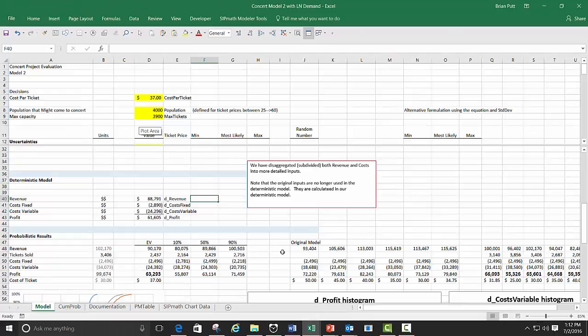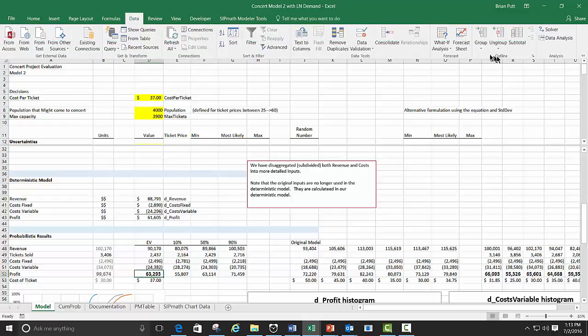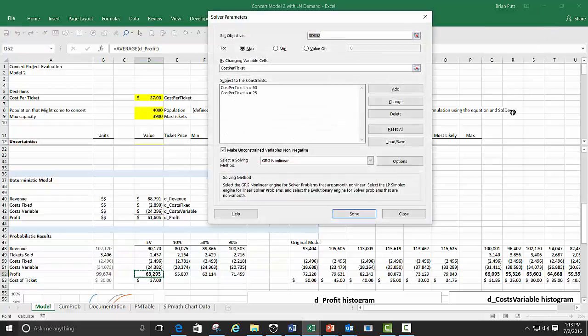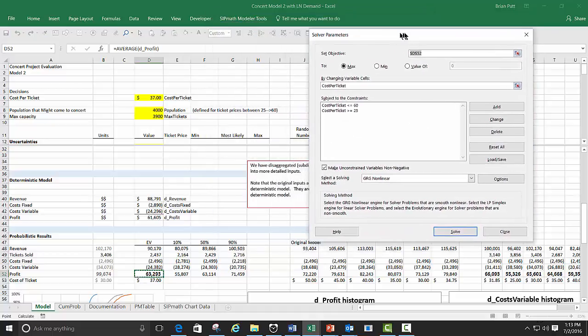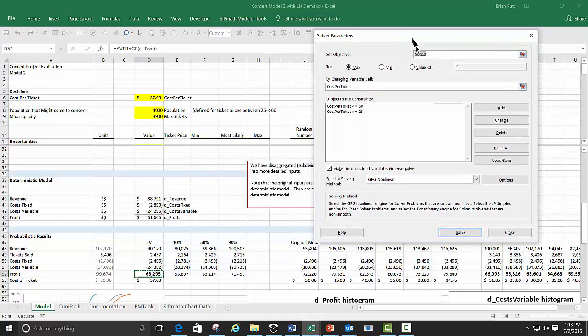Now the question becomes, what is the maximum price that we should pay, or optimum price we should pay, to maximize our profit? So we'll go over to Data, Solver, and we'll just check this real quick. We're going to D52. We're going to maximize that by changing our cost per ticket, subject to the cost per ticket being less than or equal to 60 and greater than or equal to 25. So we'll solve here.